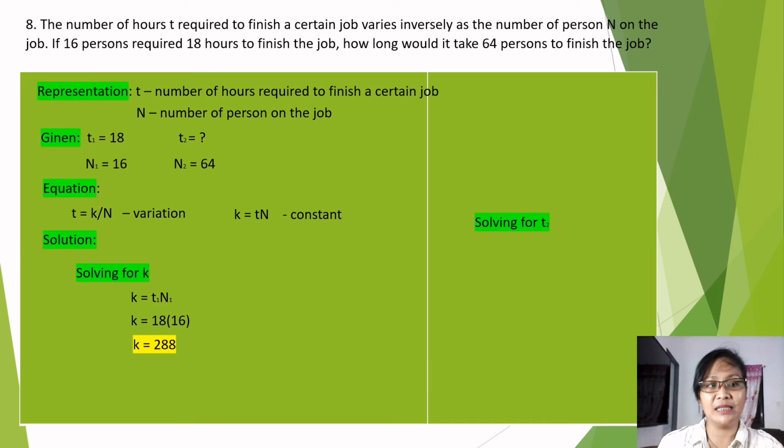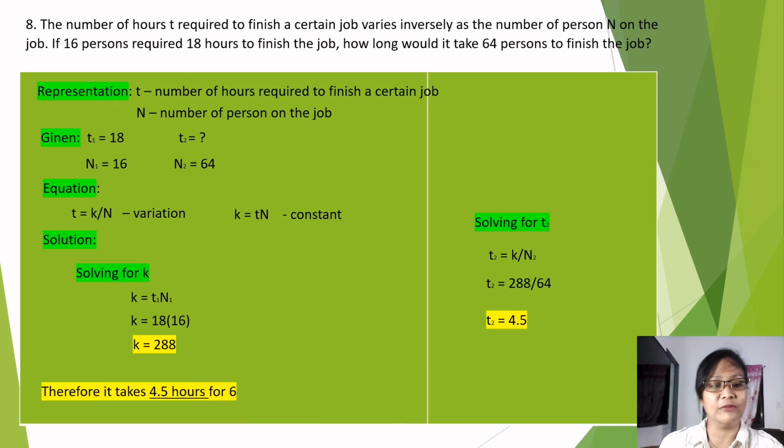Solving for T sub 2. So we have T sub 2 is equal to K all over N sub 2. Then substitute the given. T sub 2 is equal to, K is equal to 288 divided by N sub 2 is equal to 64. 288 divided by 64 is equal to 4.5. Therefore, it takes 4.5 hours for 64 persons to finish the job.